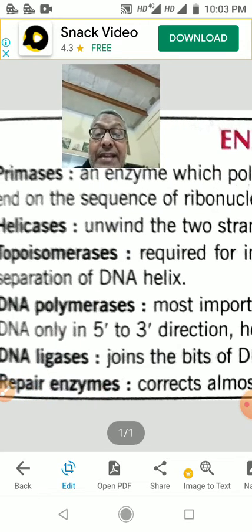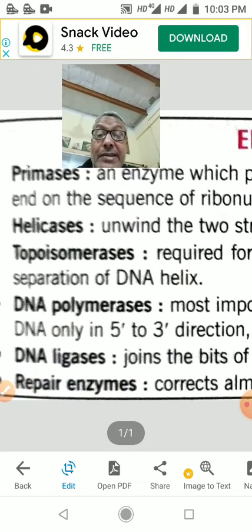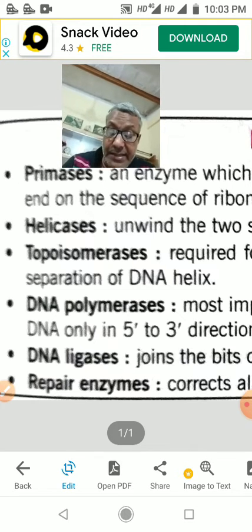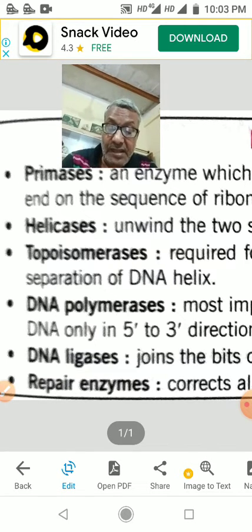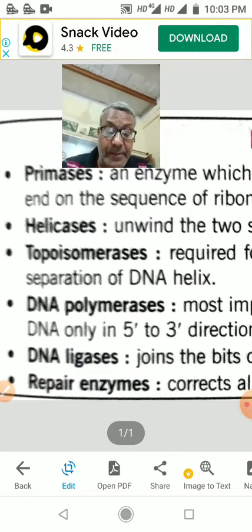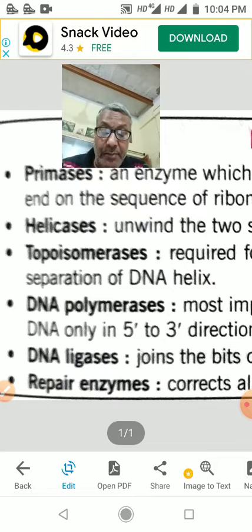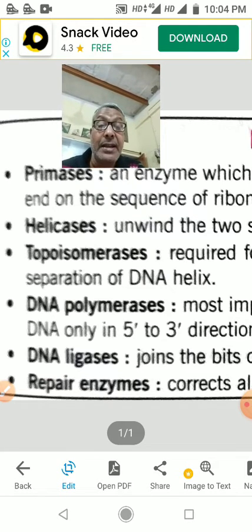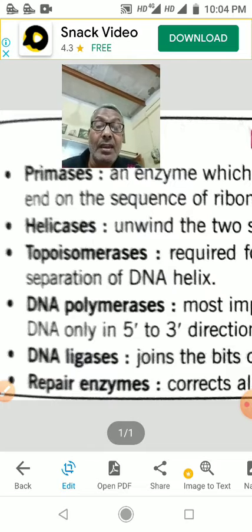Now the next enzyme is helicase. These helicase enzymes are special unwinding enzymes. Helicase enzymes help in breaking the weak hydrogen bonds which hold the two strands of DNA together.